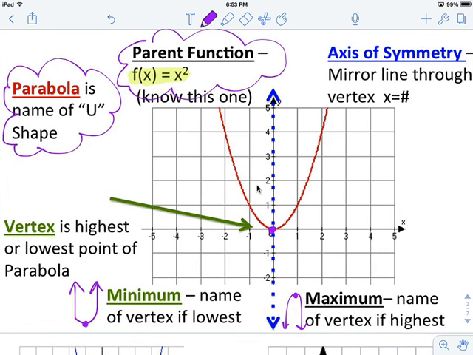Axis of symmetry is the line that cuts the parabola in half. All parabolas are symmetric, which means if you were to fold it in half, it would be the same on both sides. If you look at our parent function, it does match. Right here, I have negative 1, 1. On the other side, I have 1, 1. Those are both 1 away from the axis of symmetry.